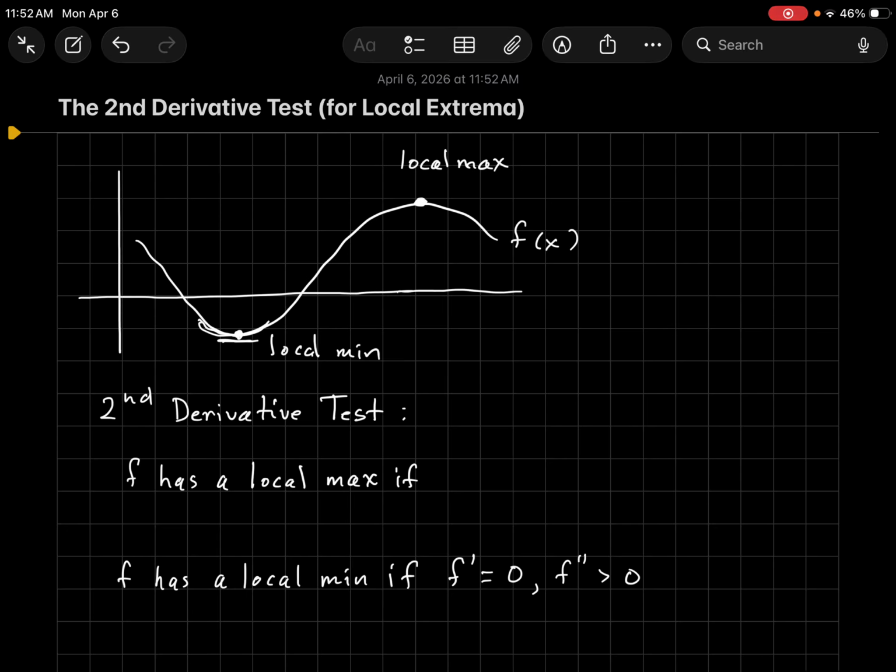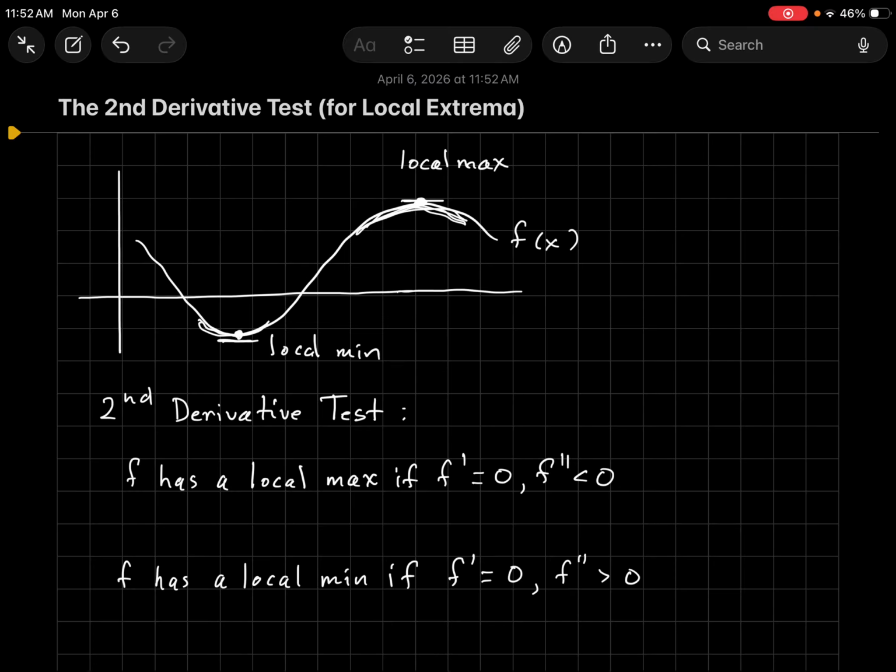How about at the local max? Once again, f prime is 0 because the graph is momentarily horizontal. But also, f is concave down, meaning f double prime is negative. So the second derivative test says f will have a local max if f prime is 0 and f double prime is negative.